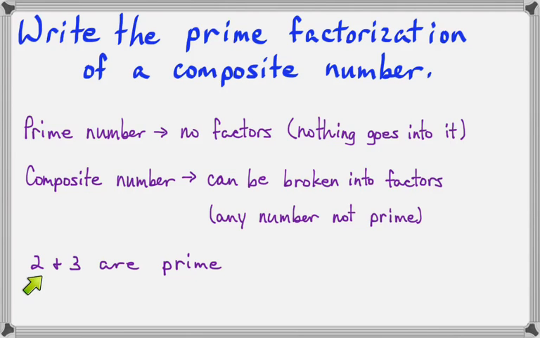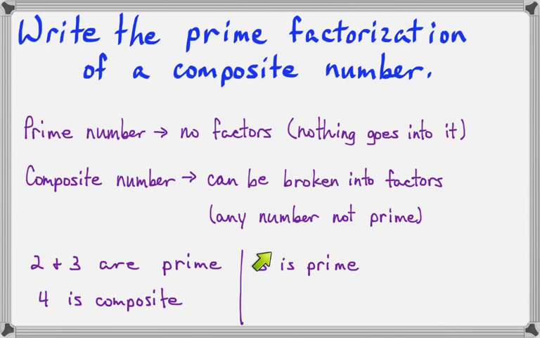For example, 2 is prime and 3 is prime because nothing will go into 3 except for itself and 1. Nothing will go into 2 except for itself and 1. However, 4 is composite because not only can 4 be divided by 4 and 1, but 4 can also be divided by 2. So since 2 goes into 4, 4 is considered composite. 5 is prime because nothing goes into it except itself and 1. 6 is composite because not only will 6 go into itself, but 2 will also go into 6 and 3 will go into 6.